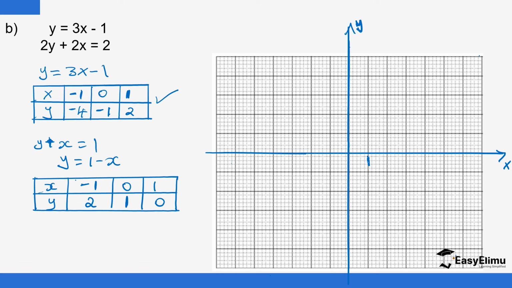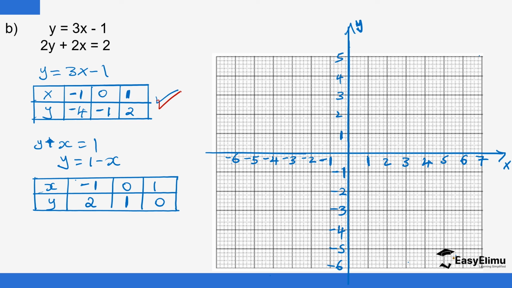So we have 1 here, 2, 3, 4, 5, 6, 7, and -1, -2, -3, -4, -5, -6. I have -1, -2, -3, -4, -5, -6, and 1, 2, 3, 4, 5. Now I can plot after that. After labeling the axis, we can then go ahead and plot.